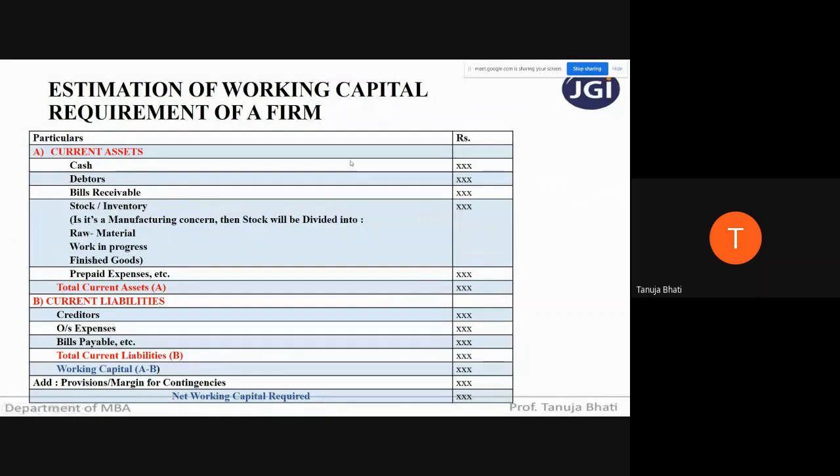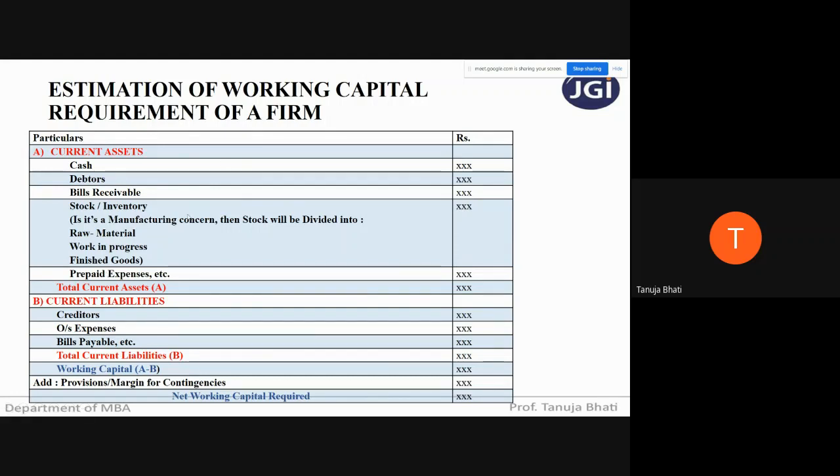So did everyone understand this format? Okay, and why have we added this provision or margin for contingencies? Is it clear to everyone? Yes. So that the company does not fall short of any amount in case some unexpected event occurs. The company's working should not get hampered with shortage of working capital. That is why margin for contingencies is added to the working capital in order to get the net working capital required. Is this particular format clear to everyone?